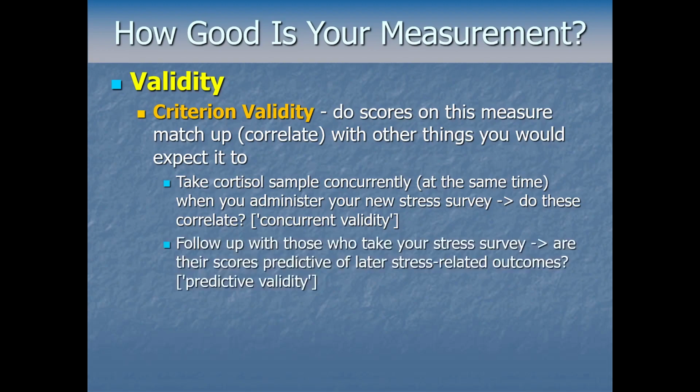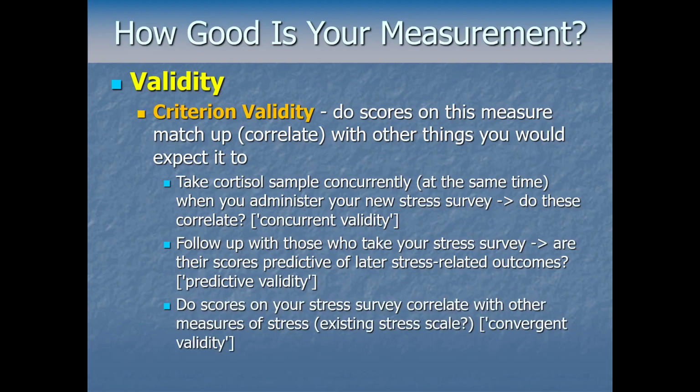You might also, though, follow up with those who take your new stress survey that you're testing out. Are their scores earlier on when they took it, are those predictive of what happens later, stress-related outcomes, number of heart attacks, something like that? We might call that predictive validity. Again, just as a type of criterion validity, but now it's whether my stress scale predicts the criteria we care about.